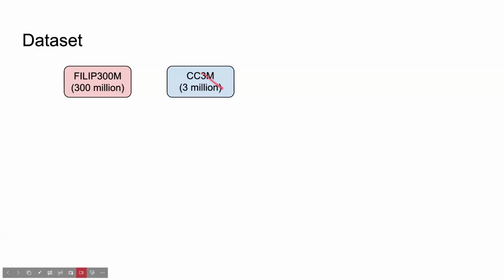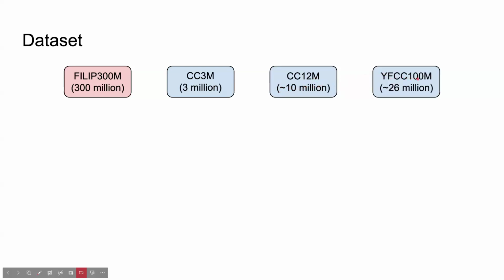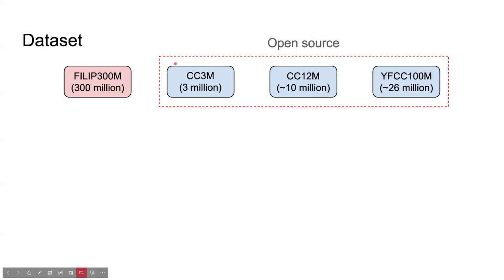So the data set that FILIP uses is comprised of 4 different parts. They came up with their own data set called FILIP 300M, consisting of 300 million image text pairs, covering a broad range of vision concepts. This one is open source, CC3M. They took 3 million from here. CC12M, they took about 10 million from here. And YFCC 100M, and they took about 26 million of the 100 million total from this data set. And these three here are open source.